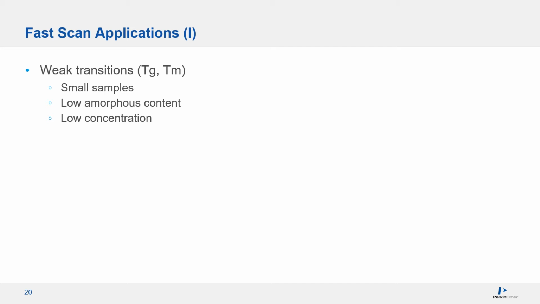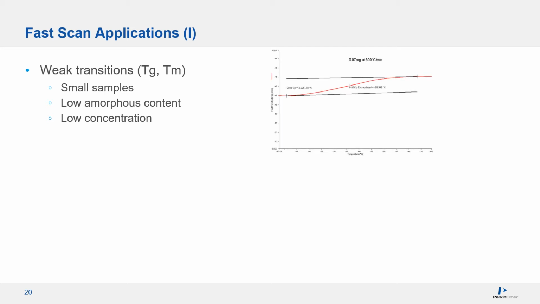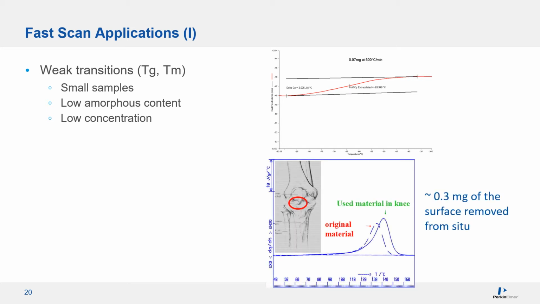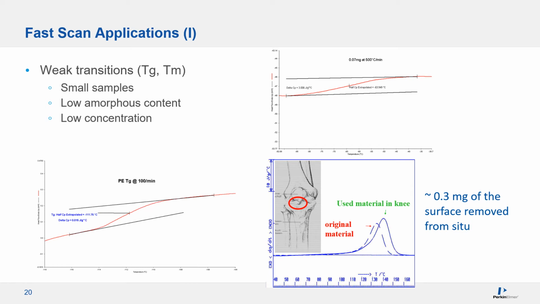First one, sometimes we don't have enough sample to run. In this case, only 0.07 milligrams of sample is available, but we want to know the Tg. Or in this case, an artificial knee is used for 2 years and it's causing issues like friction. We can only take a tiny piece out of the patient for analysis. You can see the material is more crystallized after 2 years of use. Or we know polyethylene has a very weak Tg below negative 100 degrees C. It's easy with the fast scans.